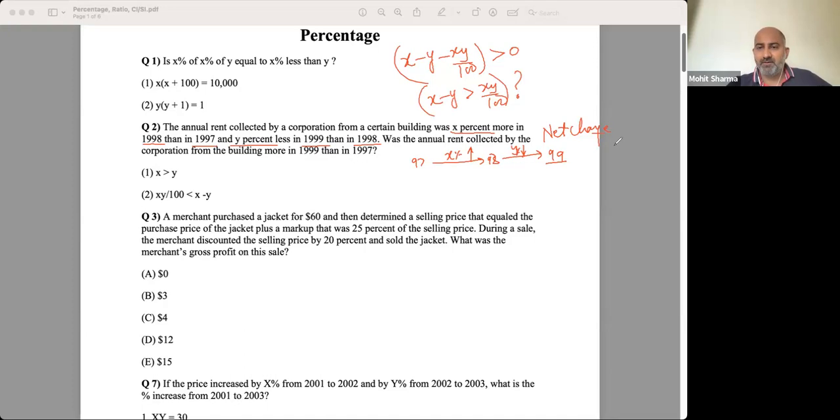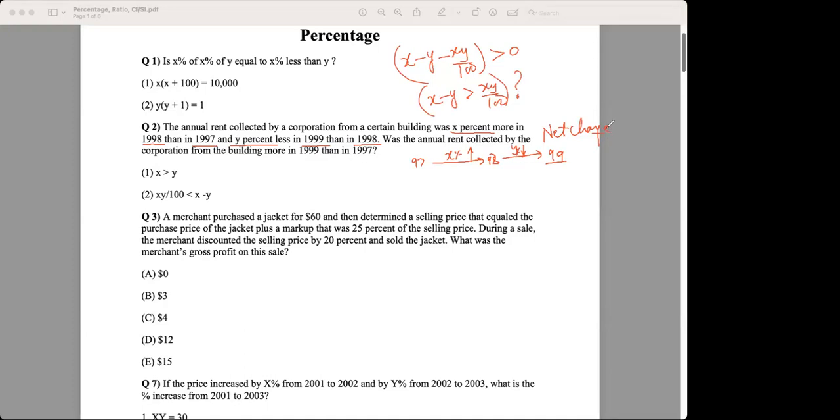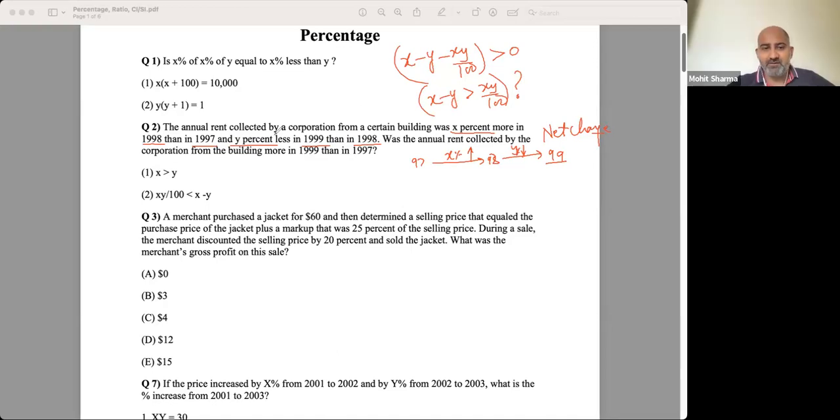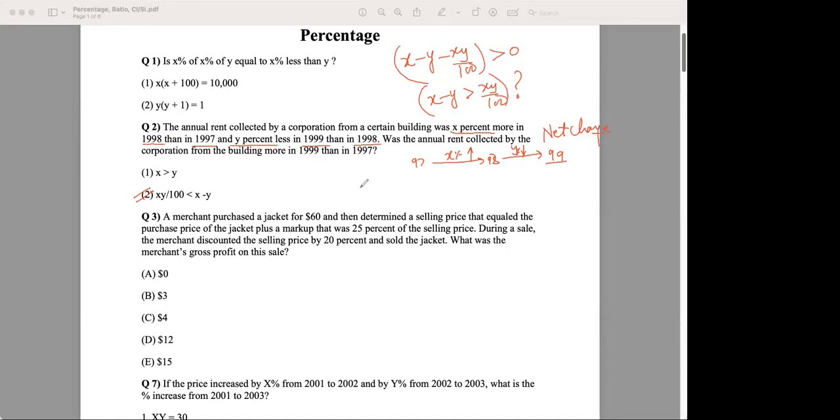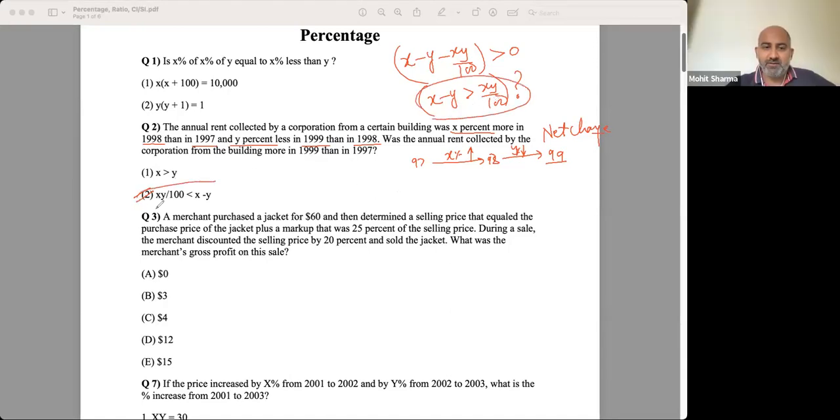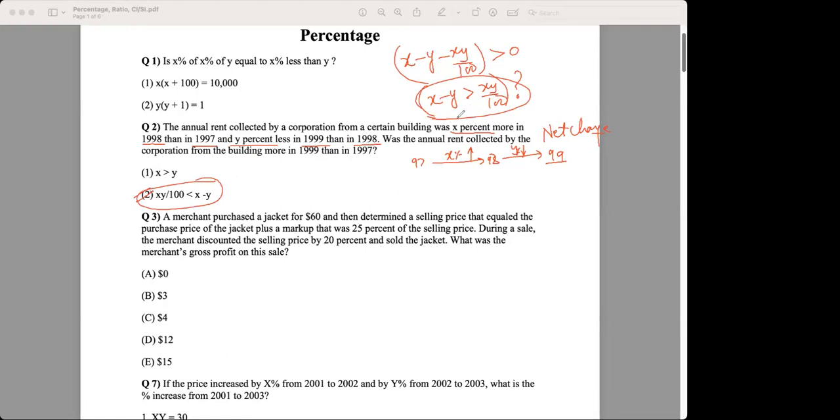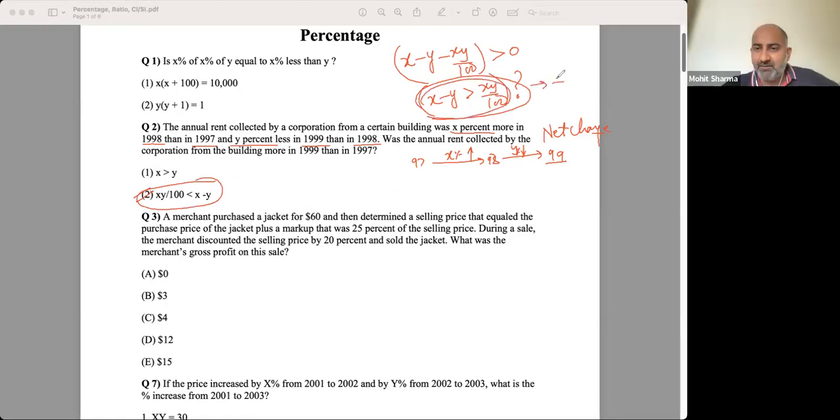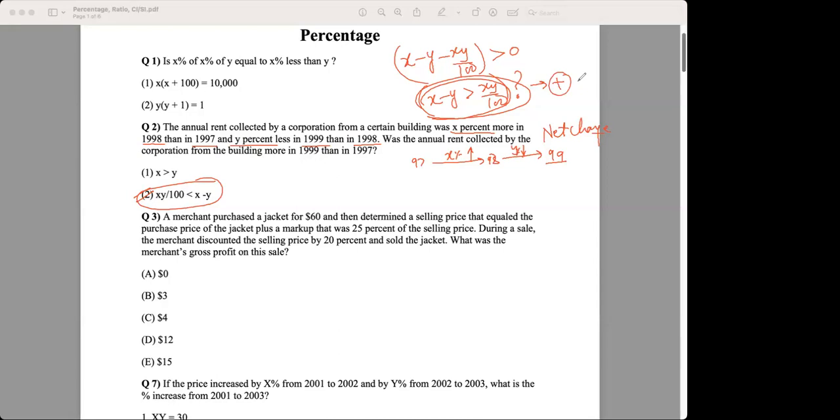Isn't it? Yes or no? Where do we get that information? I had come till this part, sir, but I was thinking how to go further. No, there's no need to go further. That's all we need. Whether this net change is positive or negative, that will decide whether it's a net increase or net decrease. So this is not sufficient.